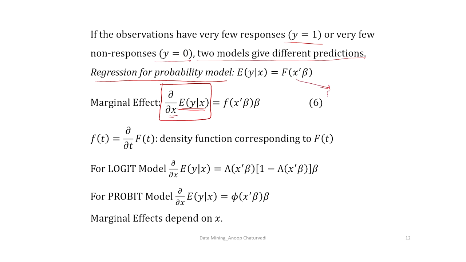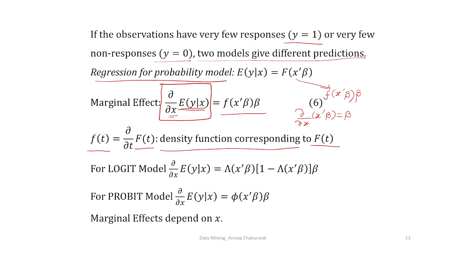So, what we get? Small f(x transpose beta), which is the differential coefficient of capital F, and then we differentiate x transpose beta with respect to x. So, we get beta, since del over del x of x transpose beta is equal to beta. So, this is the marginal effect. Here f(t) is equal to del over del t of capital F(t). So, this is the density function corresponding to capital F(t).